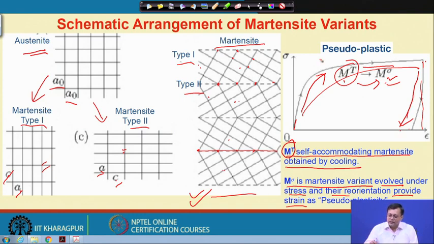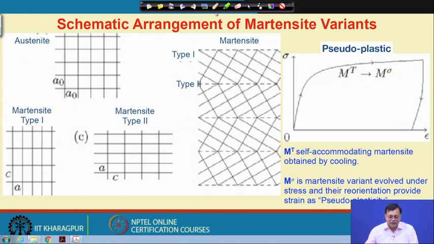Okay. So, this particular behavior, which deforms only by twinning variants, is called pseudoplasticity. Okay. Pseudoplasticity, because even though the deformation is plastic, if we warm it up or provide heat, then those twin variants will vanish and the martensite will be transformed into austenite and the whole strain could be recovered. Okay. So, that is why we use the term pseudoplastic behavior. So, we understood the arrangement of martensite variants and how we really recover a strain.